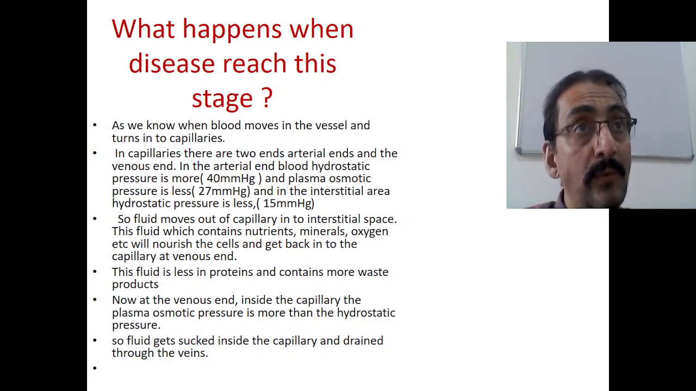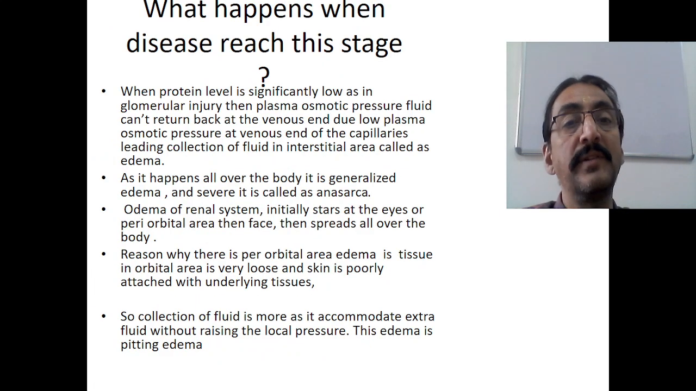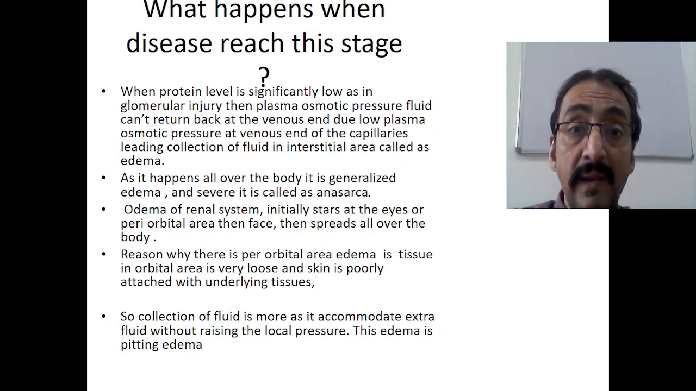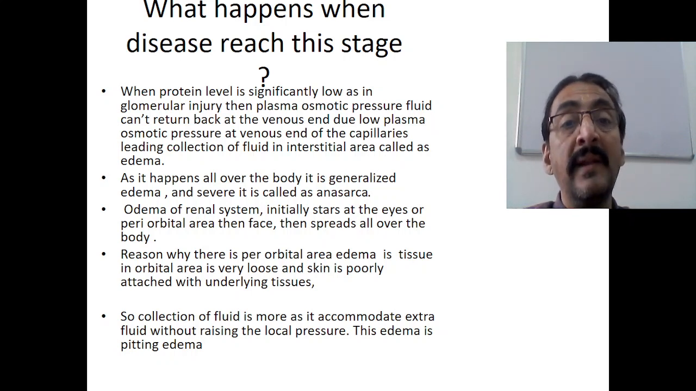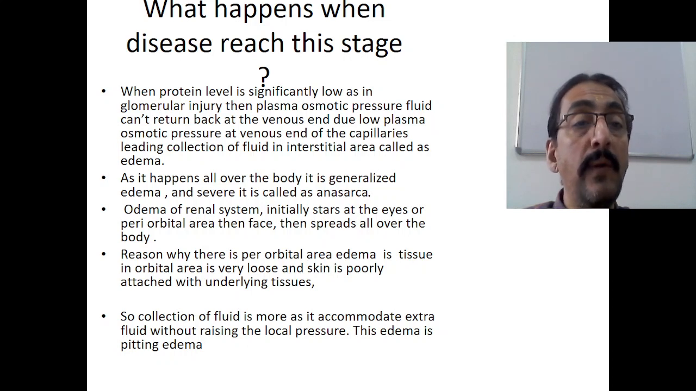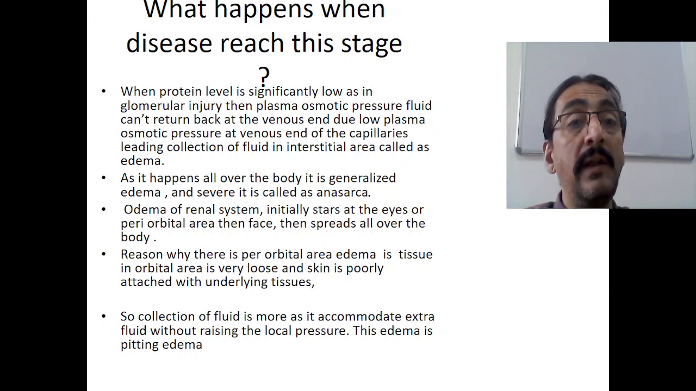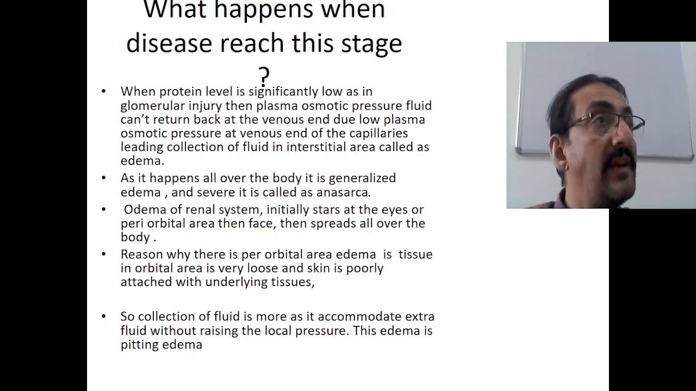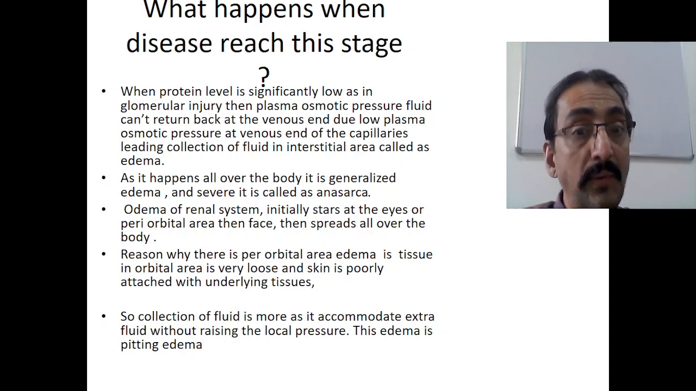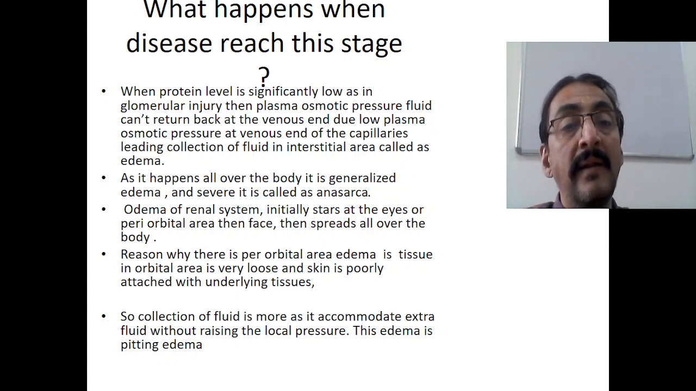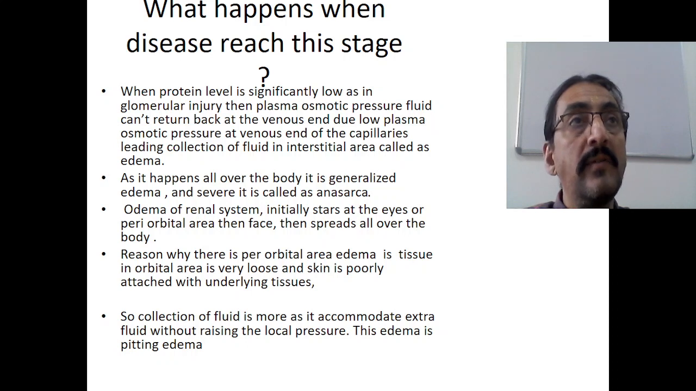Suppose the protein loss is more and the protein amount is less, then at the venous end what happens? Fluid is not able to reach back into the vessel. So it remains in the extracellular space, and that leads to the formation of edema. When the protein level is significantly low, as in glomerular injury, the fluid cannot return at the venous end due to the low plasma oncotic pressure at the venous end of the capillaries, leading to collection of fluid in the interstitial area, which is called edema. Now as it happens all over the body, it is generalized and very severe, and it is called anasarca, generalized anasarca, when the edema occurs all over the body.